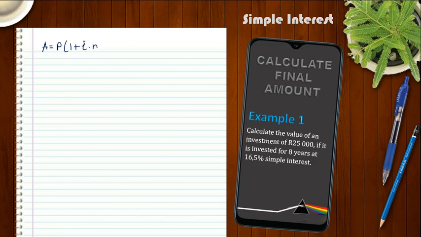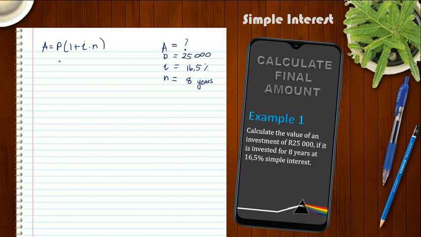I times N). And what I would advise is that you start off by listing A, P, I, N, and then collect your information that are given. So A is what we want to solve. The principal amount is 25,000 Rand. The I is 16.5%, and then the N is 8 years.